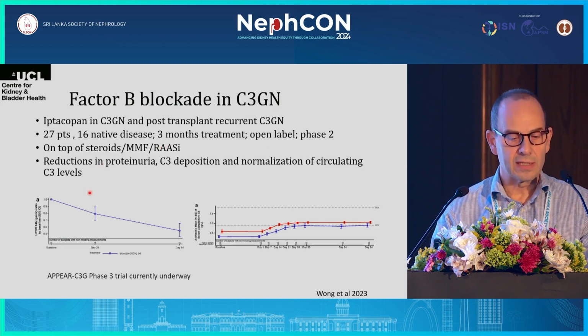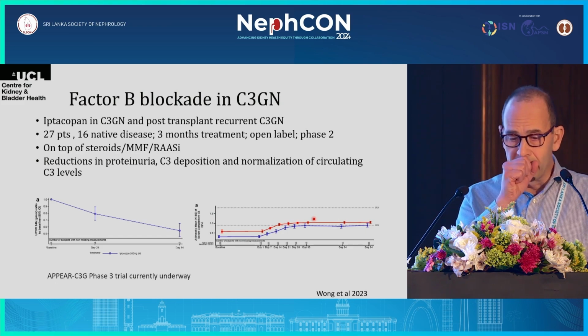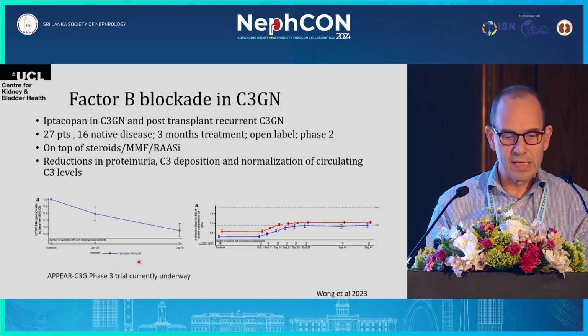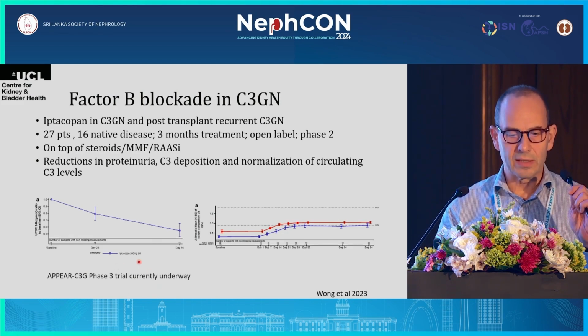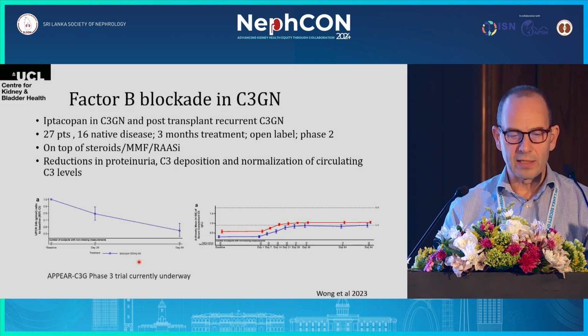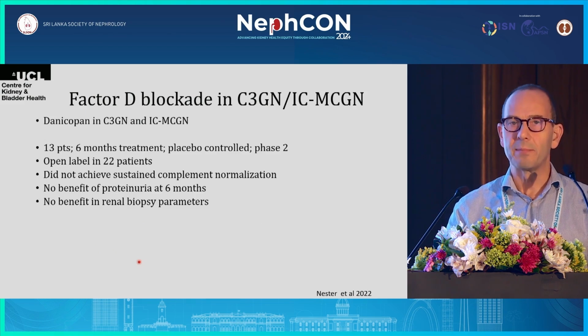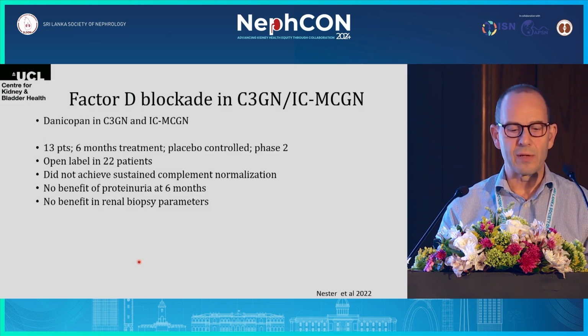And you can see that there's a good reduction overall in levels of proteinuria and a stabilization and normalization of C3 levels in the serum. There is currently a phase 3 study going on called APPEAR-C3G to try and look at whether this translates in a randomized trial. Factor D blockade, both Factor B and Factor D work on the C3 pathway.